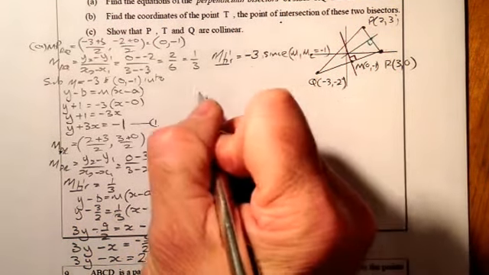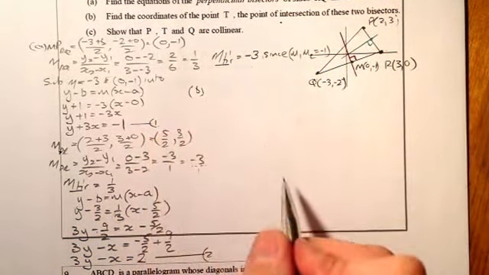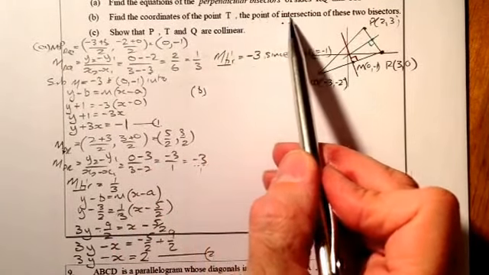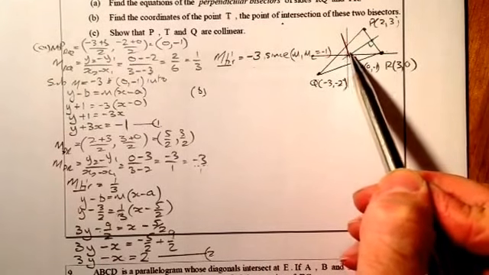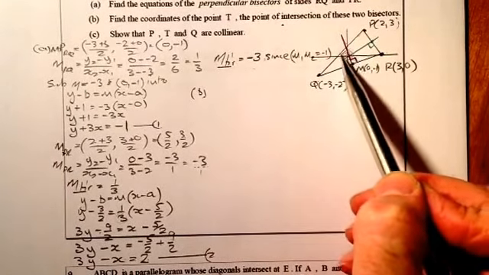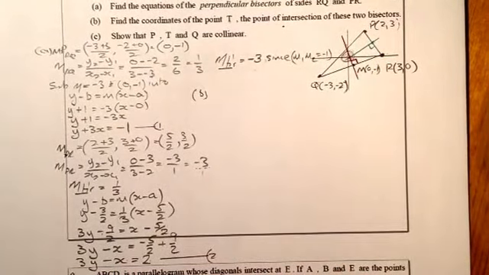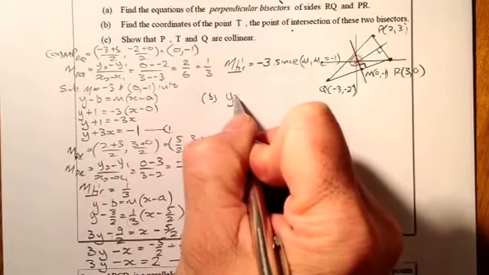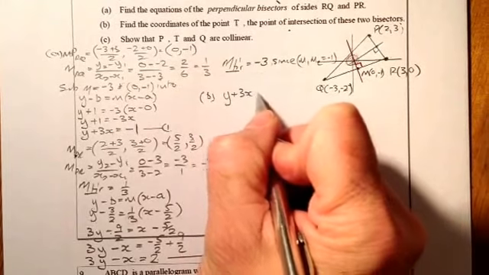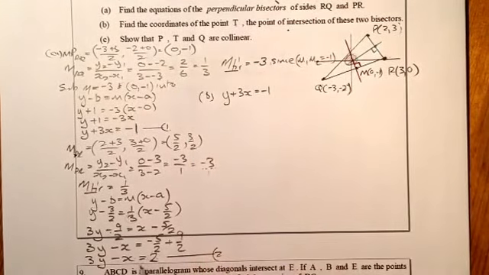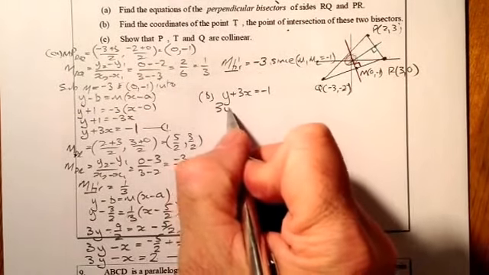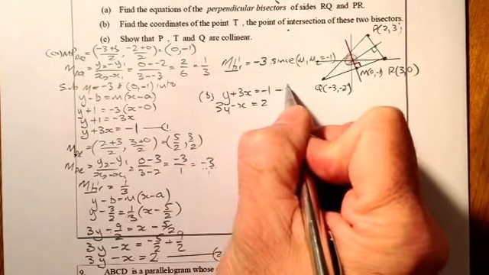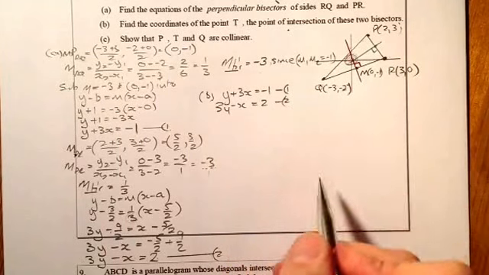So for part B, what we're going to do is find the point T, the point of intersection. So it's this point here, wherever that's going to lie. So it's going to be somewhere about that area there. So I'll grab my equations together. So this one here, y plus 3x equals minus 1, and this equation here, which is 3y minus x, is equal to 2. So that was my equation 1, that one there's my equation 2.